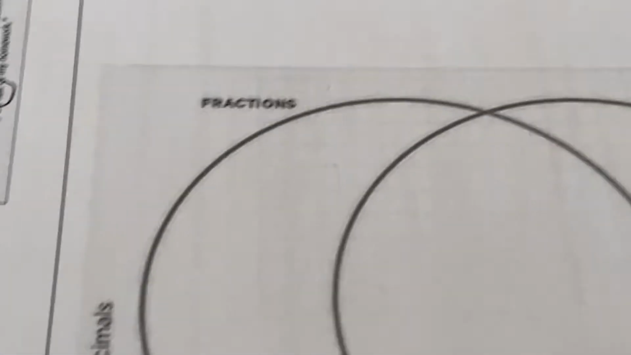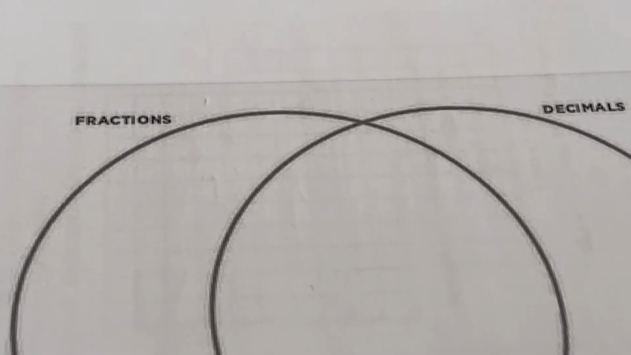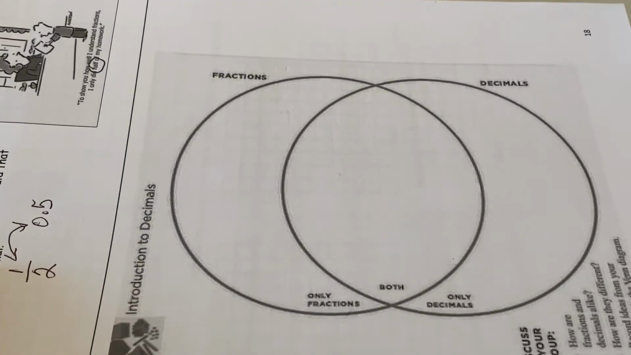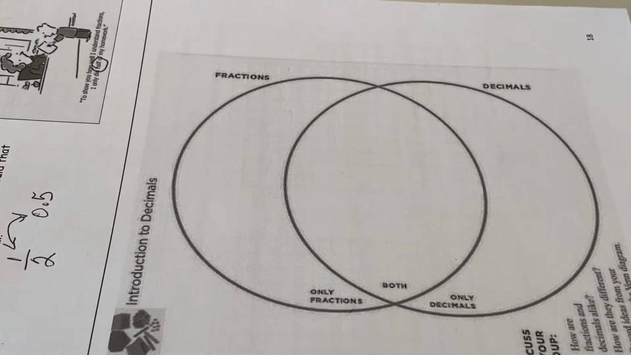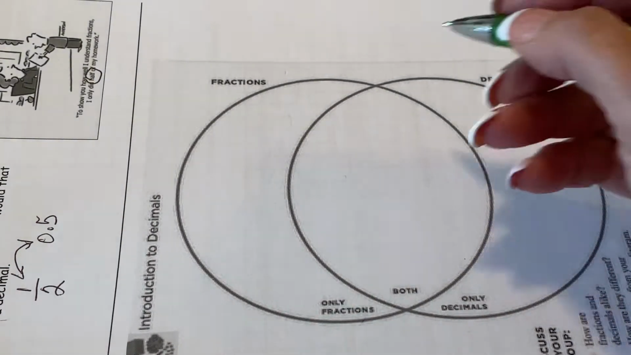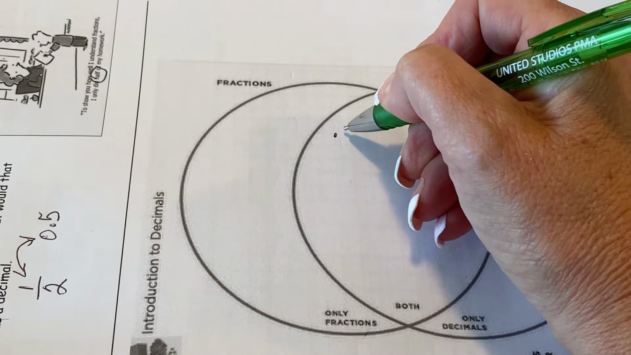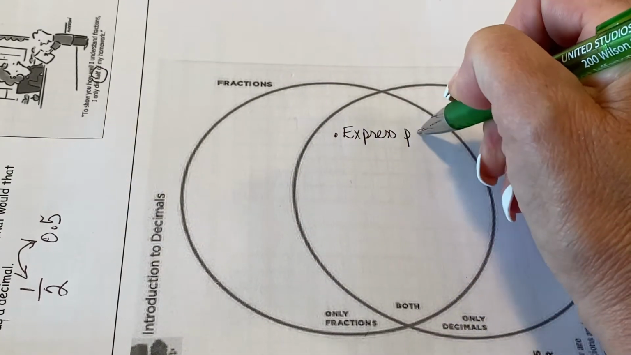Alrighty, so today we're just going to look at a quick introduction. We have a Venn diagram here. I'm sure you've seen this in ELA, but you're saying, hey, why am I seeing this in math? Maybe you've seen it in math as well. So the first thing I want you to look at is fractions and decimals. How are they similar? Well, one way they are similar is that they both express partial numbers.